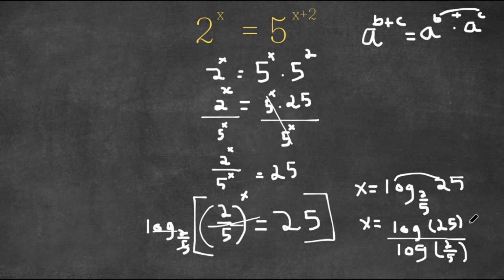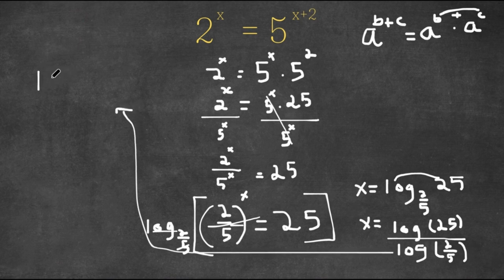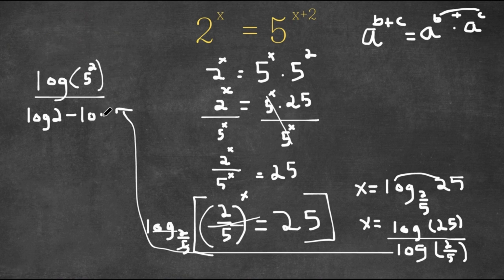So now this can be converted to, let me write this over here, log 5 squared, because we're simply changing the 25 to a 5 squared, over log 2 minus log 5. We remember, when we're subtracting logarithms, we divide. So we're simply just inversing that. So log 2 minus log 5.